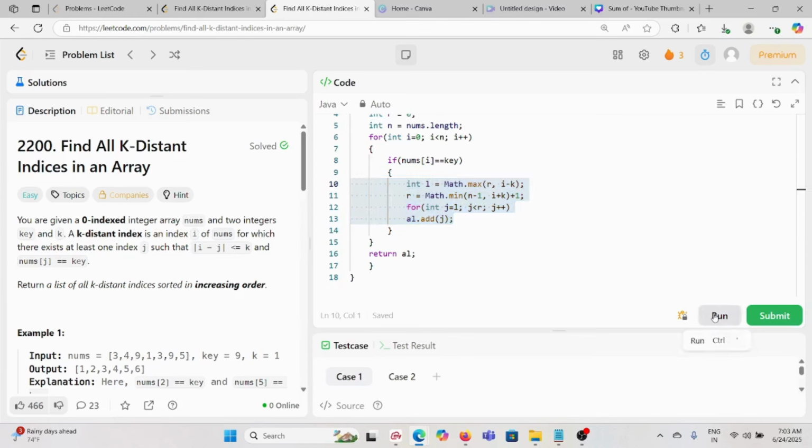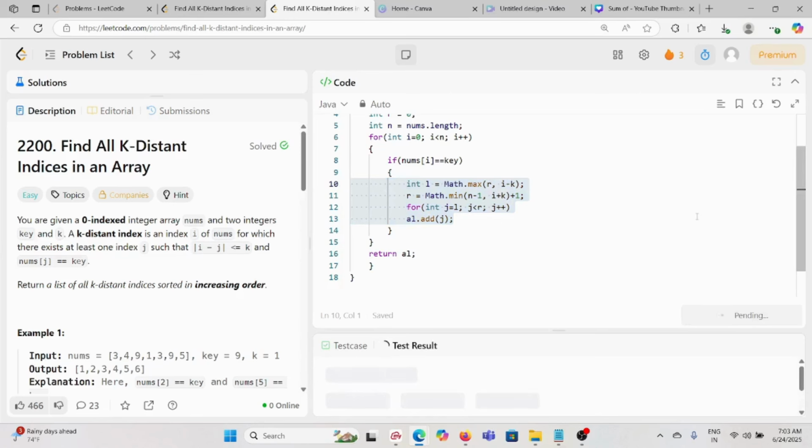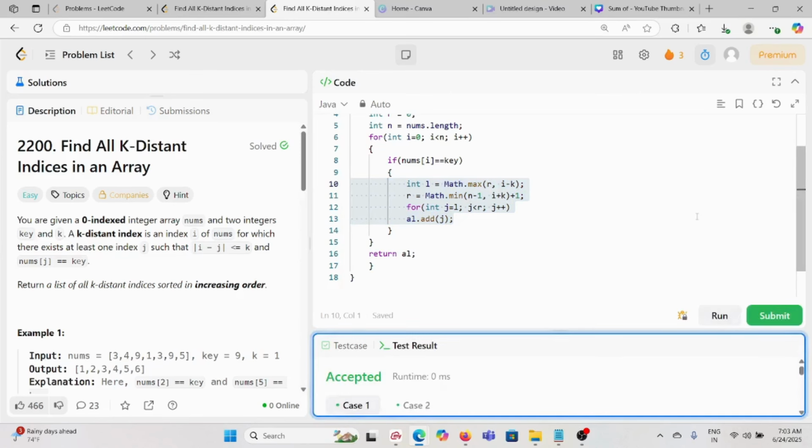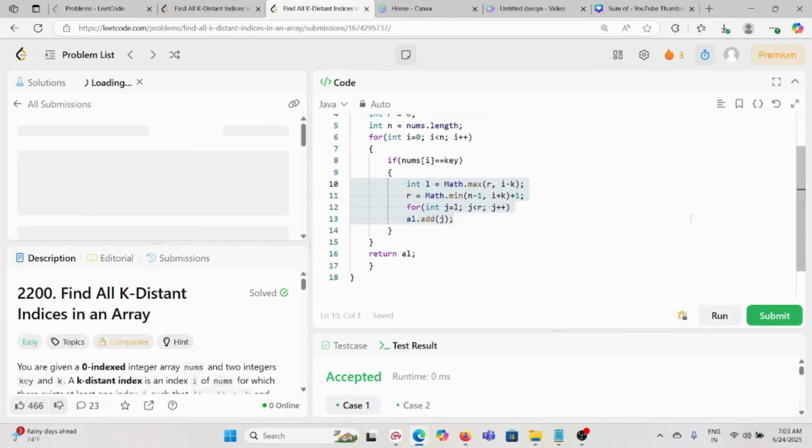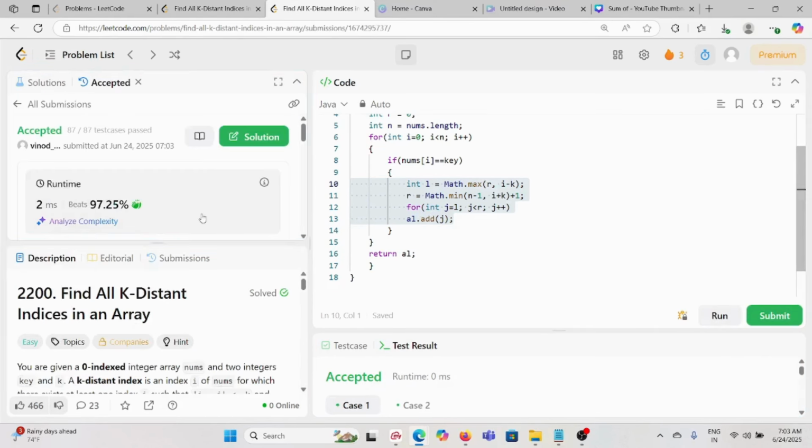So let me execute my code. We are doing this in a single traversal without any extra space. So let me try to submit it. I am submitting it. So it is 97.25% faster. So we are using O(n) time complexity and no extra space.